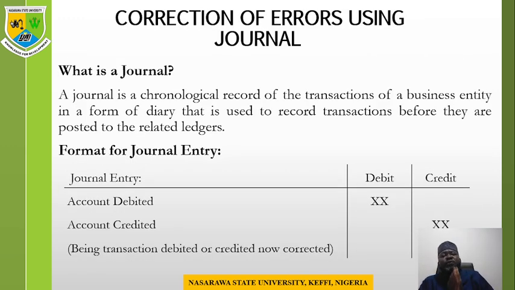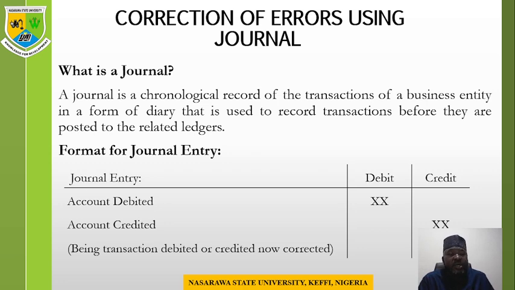Now, if we have errors, what do we do? We need to correct them. How do we correct them? We correct them through the means of journal, specifically journal proper. One of the uses of a journal proper is to correct errors. We have discussed different kinds of books of original entry, one of which is a journal, in the first semester.